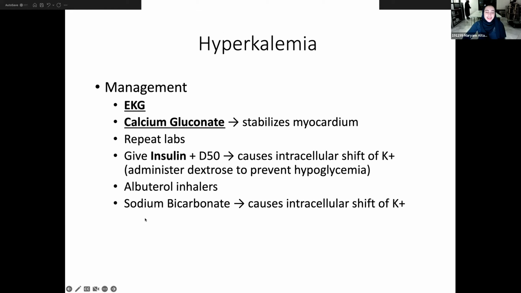Anyway, so sodium bicarbonate or alkalosis can cause intracellular shift of potassium. So these can cause hypokalemia. Just keep that in mind, because it's a spectrum. It's not like you're learning something different. It's just this can do that, and then the opposite.